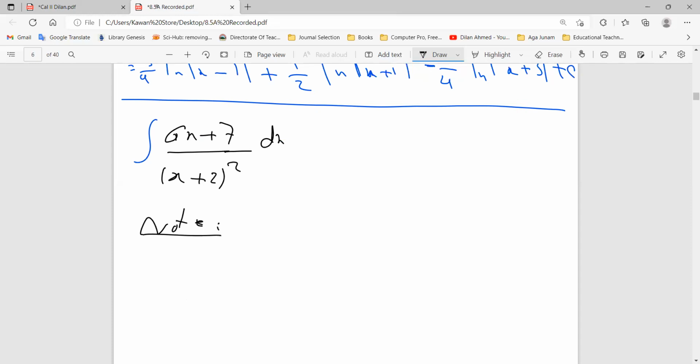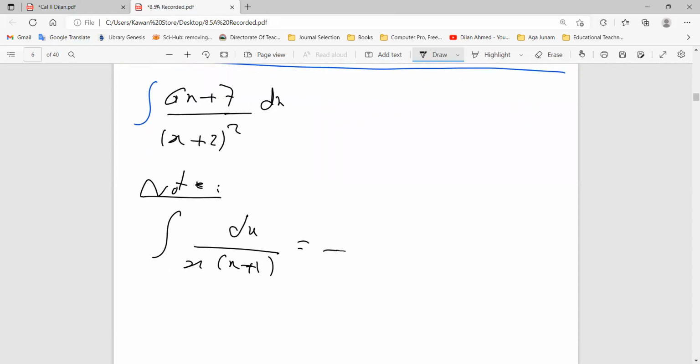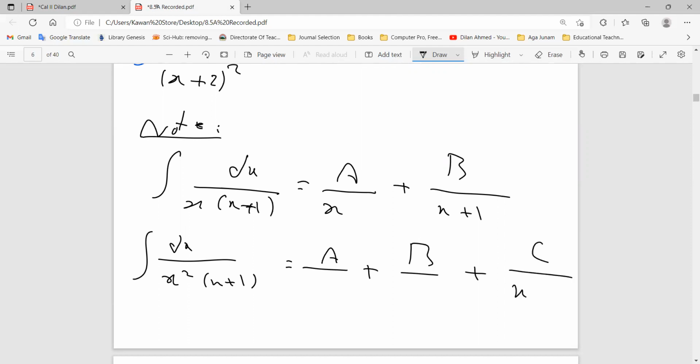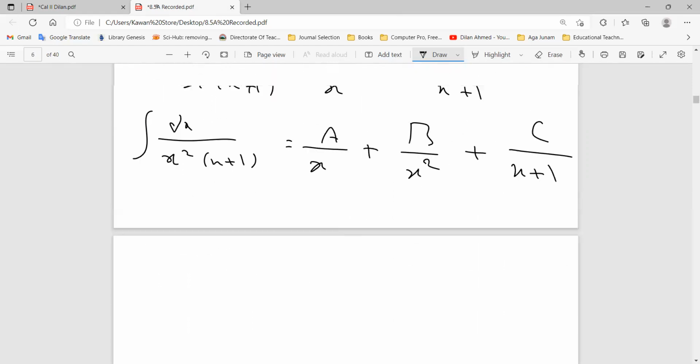If I have x plus 1 dx, how do we solve that? We say, look, please, A plus B for x plus 1. Understood. Now, if I change that one, another example, I say equal to A, B, C for the last one, A for x, B for x squared. Understood. If I have repetition, be careful.